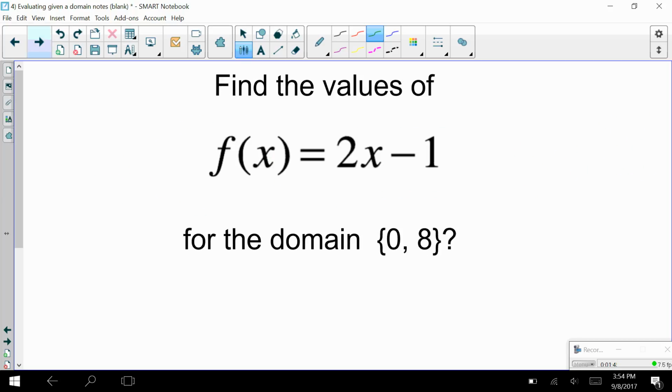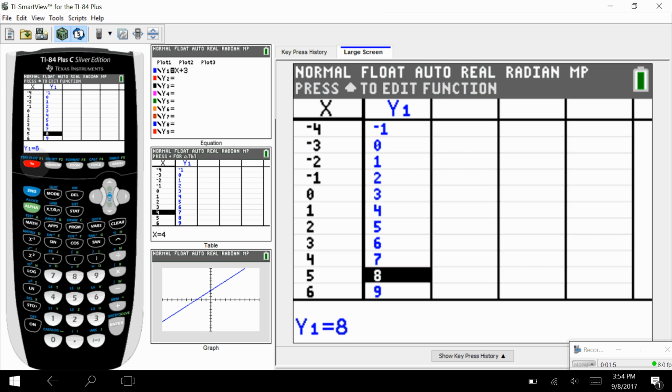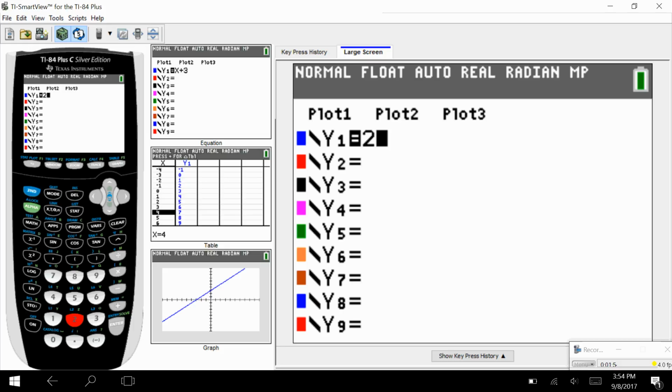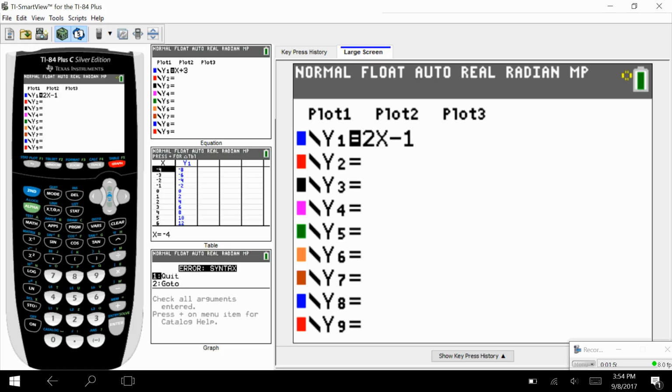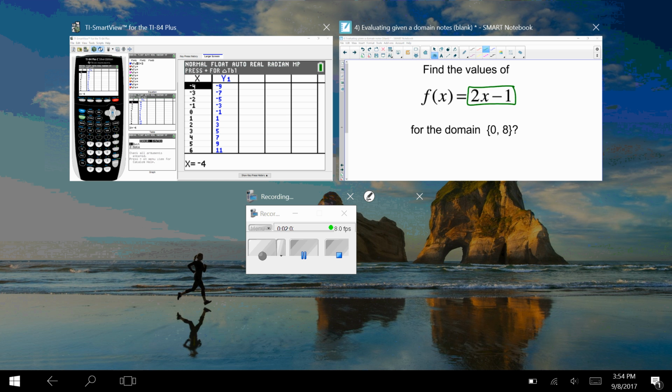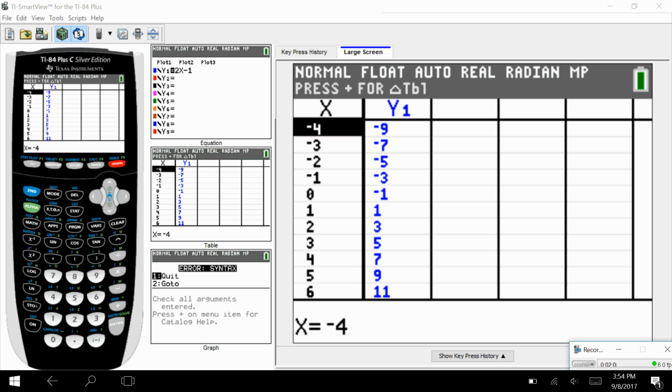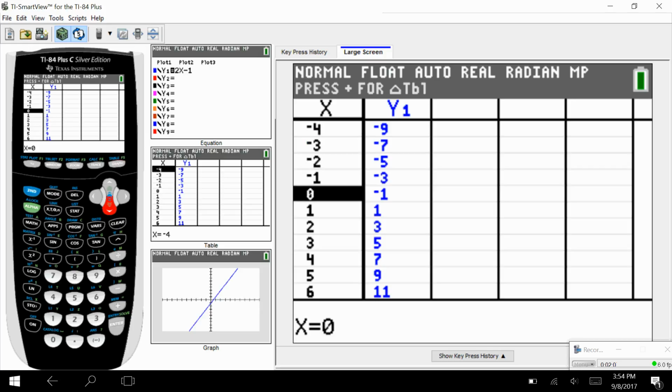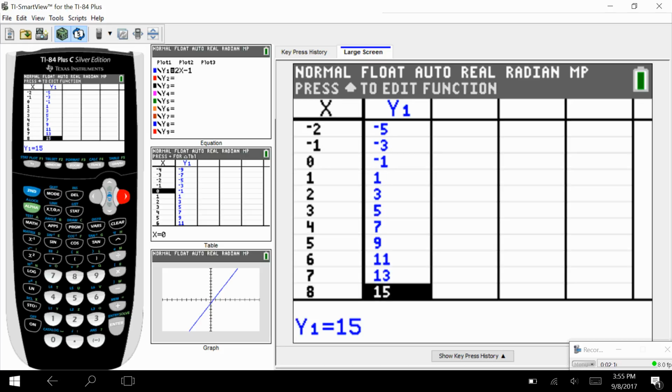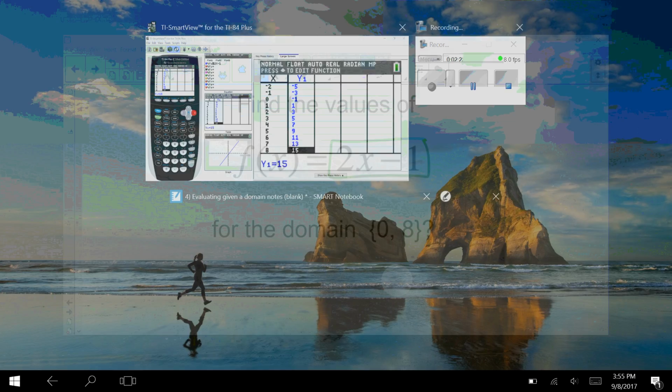Let's look at the next one. It's a function, so we get in the habit of putting this into y1, 2x minus 1. We go to our table by hitting second graph. We are looking for the inputs of 0 and 8, so when x is 0, y is -1 again. And when x is 8, y is 15. So the inputs of 0 and 8 yield an output of -1 and 15.